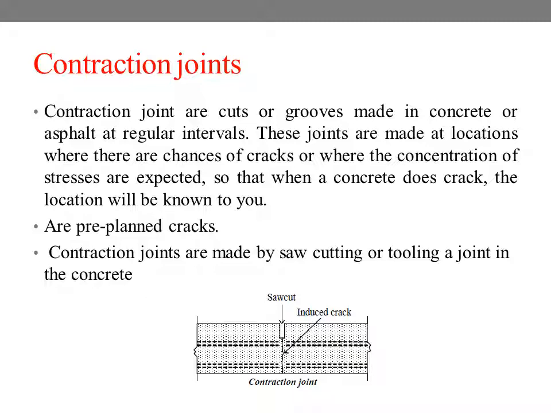So contraction joints are cuts or grooves made in concrete or asphalt at regular intervals. These joints are made at locations where there are chances of cracks or where the concentration of stresses are expected, so that when a concrete does crack, the location will be known to us. They are also known as pre-planned cracks, and they are made by saw cutting or tooling a joint in a concrete. This is the figure showing contraction joint.